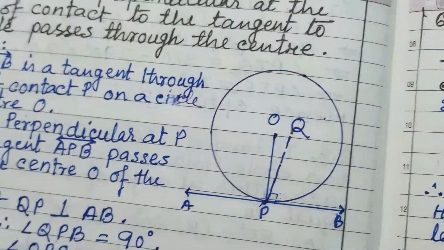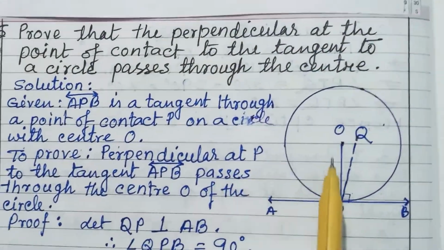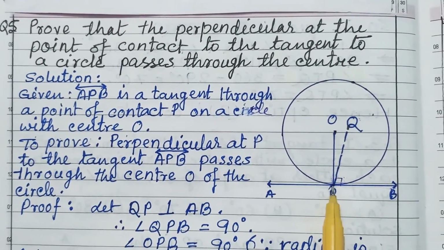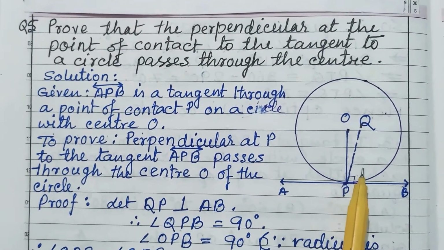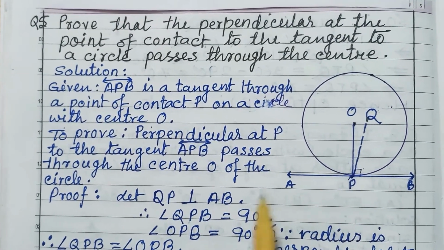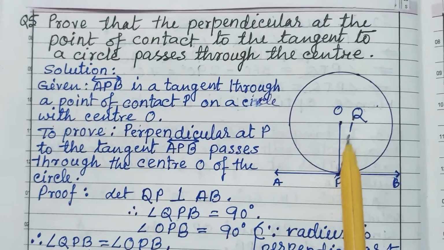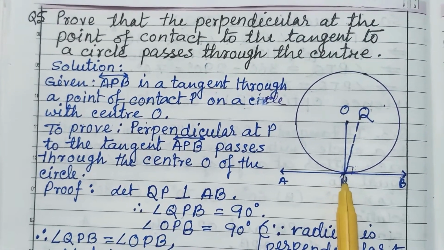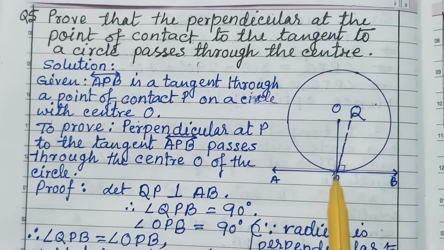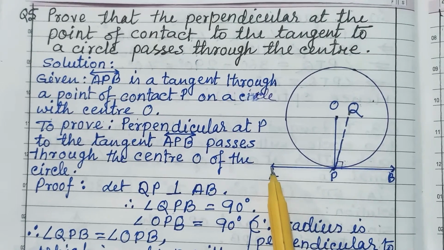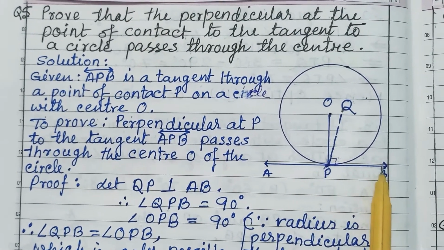Next question is question number 5. Prove that the perpendicular at the point of contact to the tangent to a circle passes through the center. So now here OP is the radius, and suppose QP is the perpendicular at the point of contact of the tangent, APB.